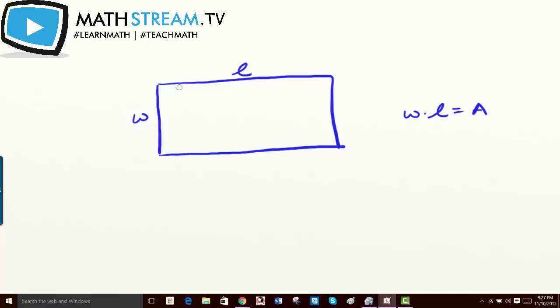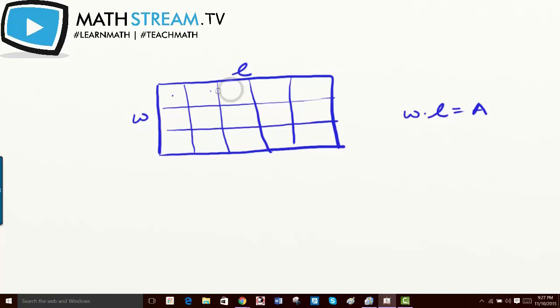Or let's say that this was on graph paper and all of these were divided up into little squares. I could actually take the squares and I could count them up. 1, 2, 3, 4, 5, 6, 7, 8, 9, 10, 11, 12, 13, 14, 15.